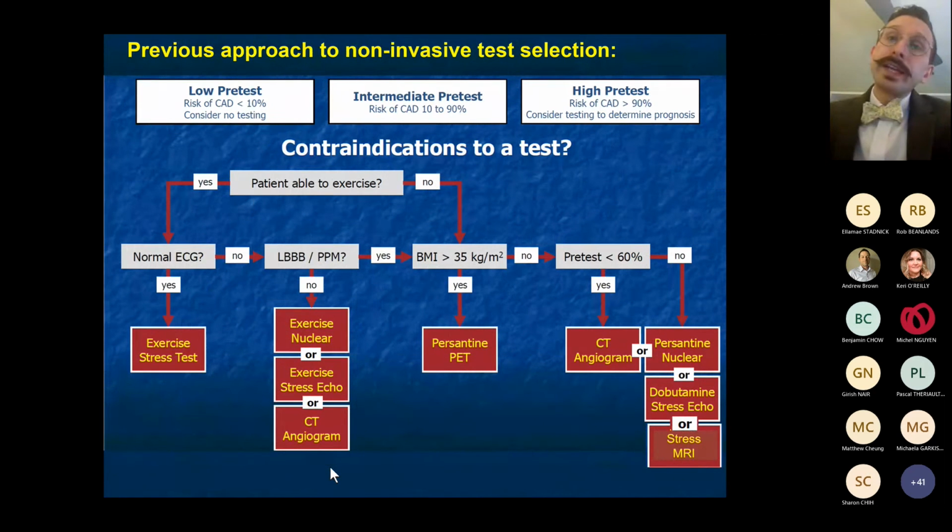Previously, following the Canadian guidelines, and essentially currently, this is how we approach image selection. For intermediate risk patients, if they're able to exercise and have a normal ECG, then they can get an exercise ECG stress test. If they're able to exercise and have an abnormal ECG, then they can get an exercise nuke, echo, or cardiac CT. And if they have a large BMI, then PET is recommended. If they have a low pretest probability, then cardiac CT is recommended in that case.